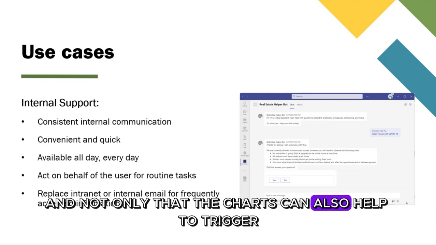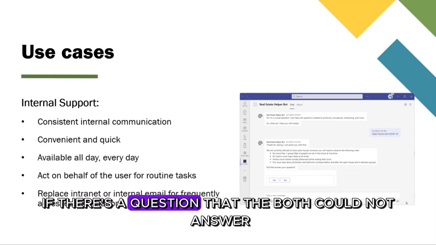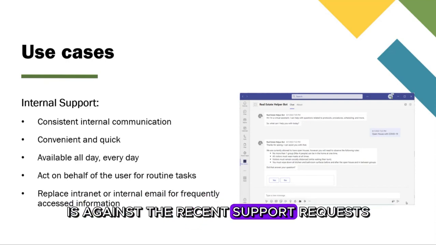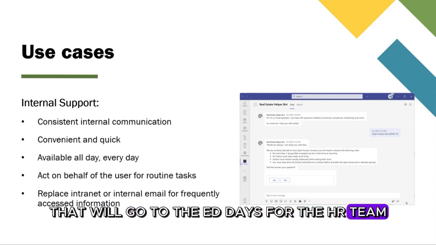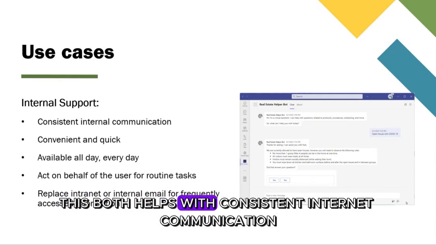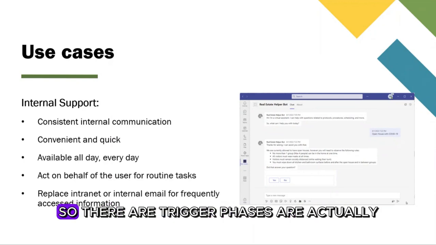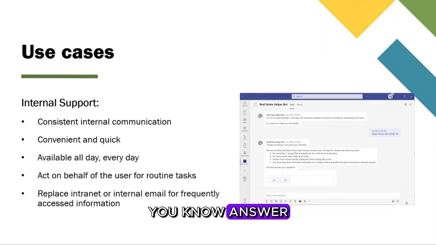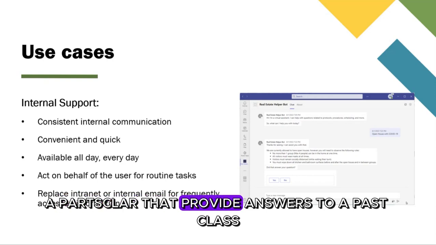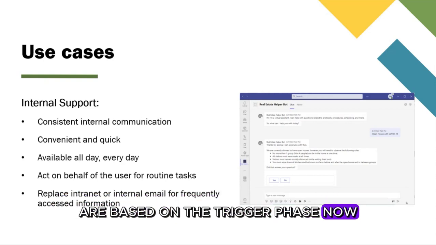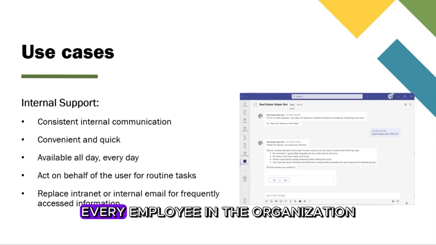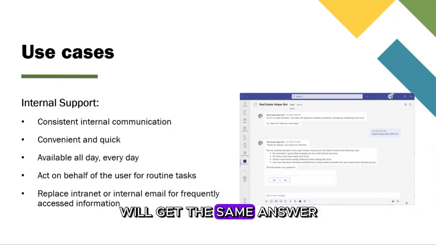And not only that, the chatbot can also help raise a support request. If there's a question that the bot could not answer, it's going to raise a support request that will go to the help desk for the HR team. So this bot helps with consistent internal communication. The same question I ask, I'm going to get the same answer. There are trigger phrases that provide an answer to a particular question based on the trigger phrase. So every employee in the organization will get the same answer.